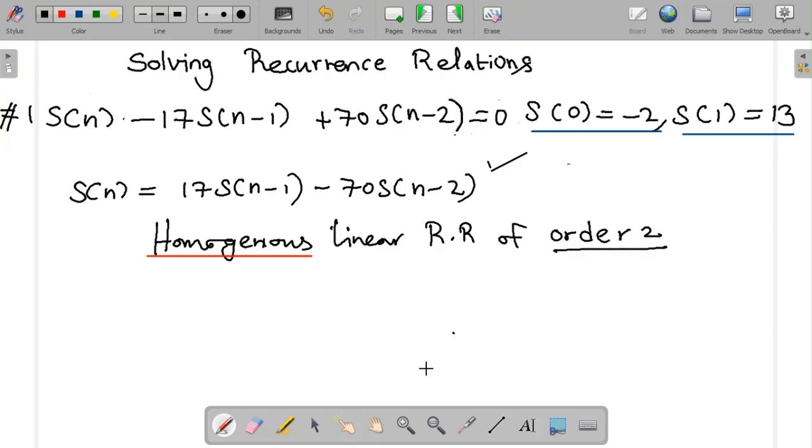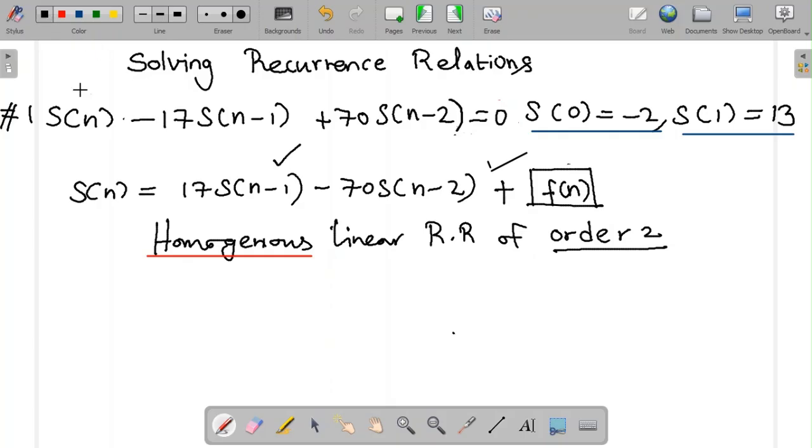Further, we also call it homogeneous because the given expression S of n depends only on S of n minus 1 and n minus 2, but no other function of n. It doesn't depend on any function of n, or if there was a term expressing a function of n, it takes the value 0. Such relations are called homogeneous linear recurrence relations. Solving homogeneous recurrence relations is pretty simple.